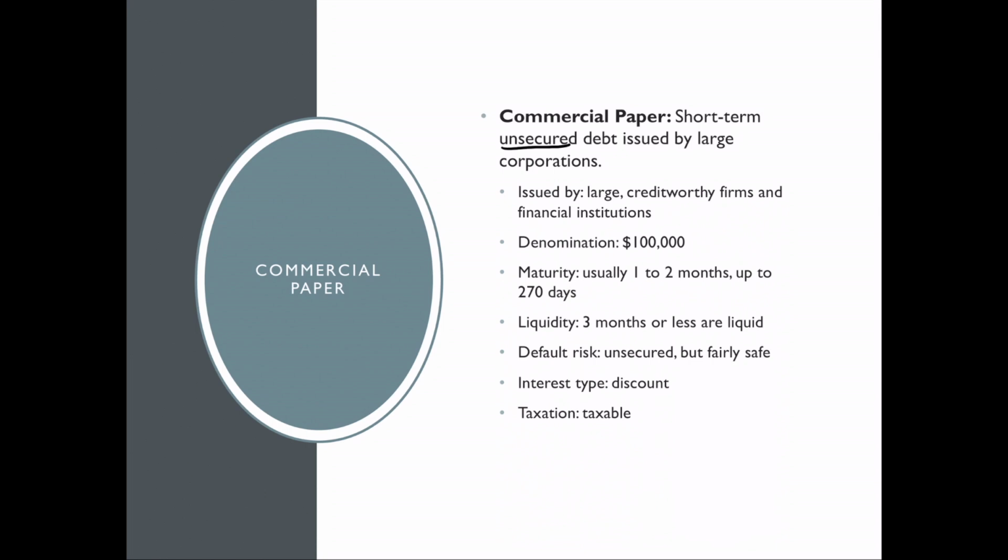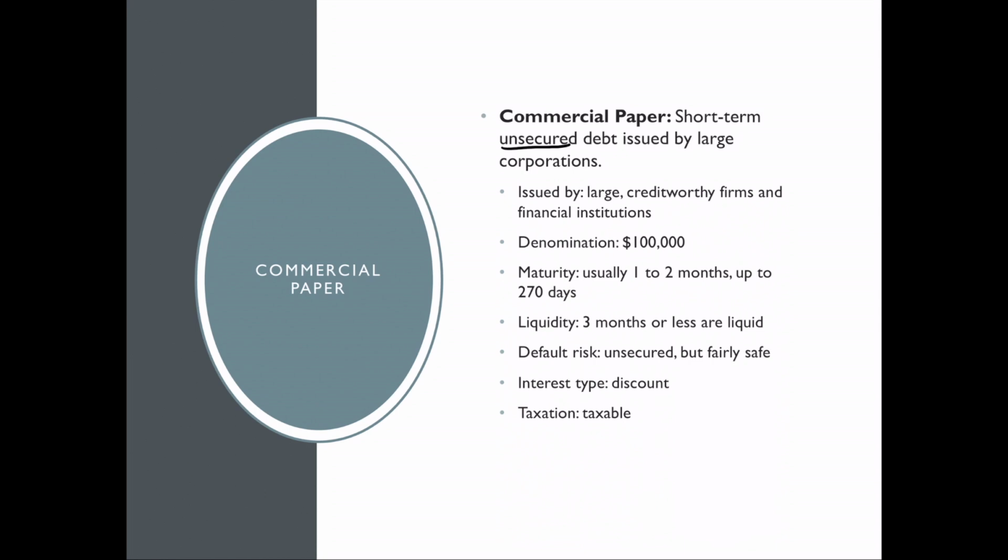The denomination is $100,000. So small investors must invest indirectly in commercial paper in the form of money market mutual funds. Remember that we discussed what a money market mutual fund was at the very beginning of this lecture, when we introduced that a lot of these money market securities are out of the reach of individual investors due to their large denomination. The maturity for commercial paper is usually 1 to 2 months, but it's also up to 270 days.